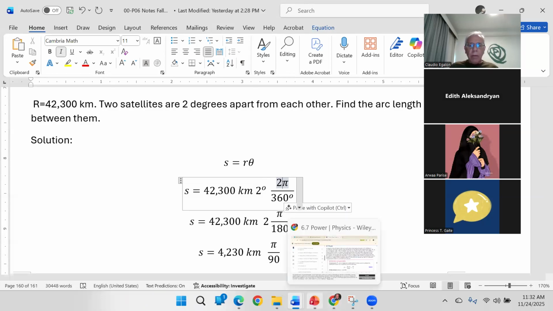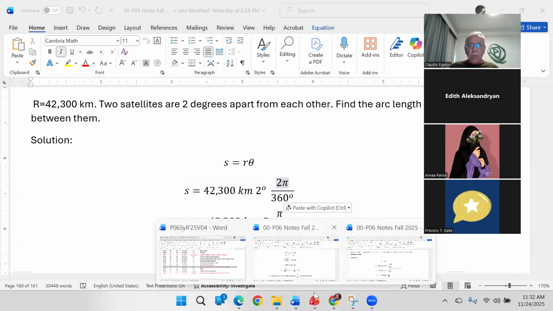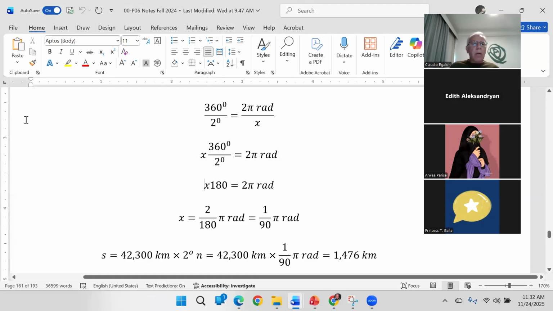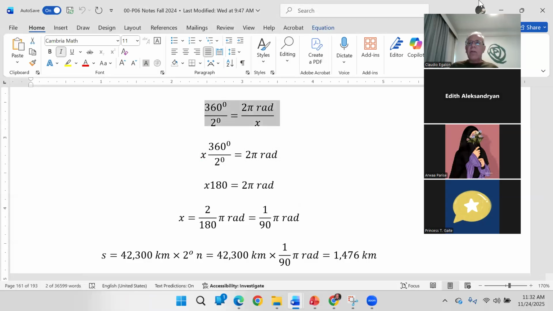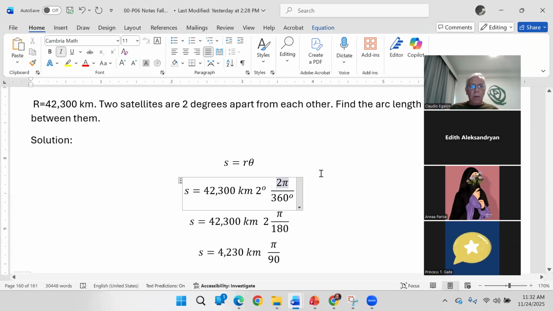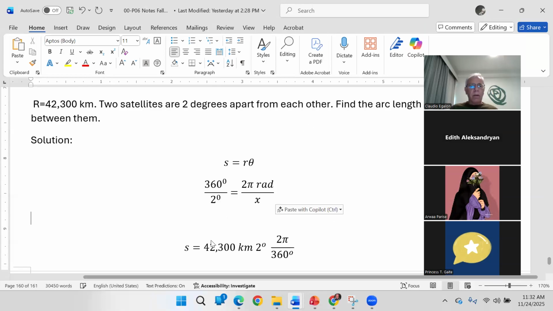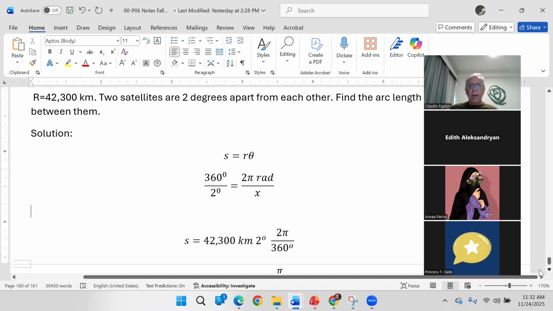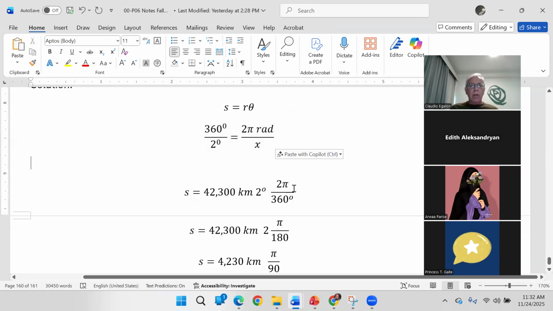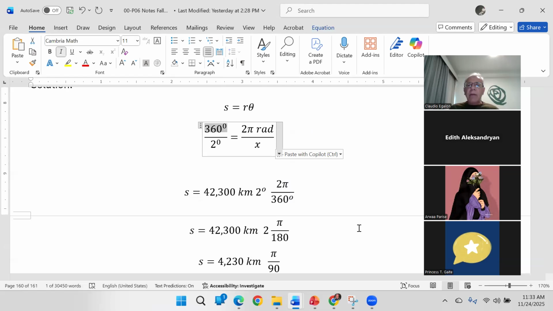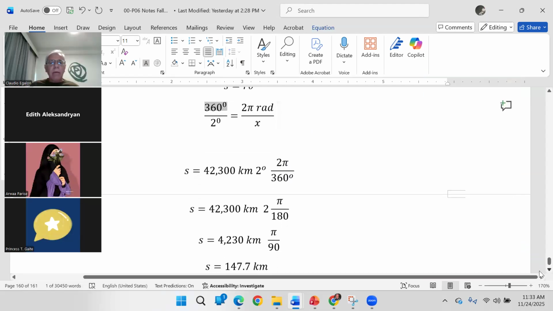Right. If we go back, let's go back here to this one. I like the way I put it here. 360 degrees to 2 pi radians. 2 degrees is x, right? So for x, and x is going to be 2 pi radians, is this one right in here, divided by 360 degrees, multiplied by 2. Okay, no problem. So why am I getting the different numeric result? Let's see why we're getting the different numeric result.